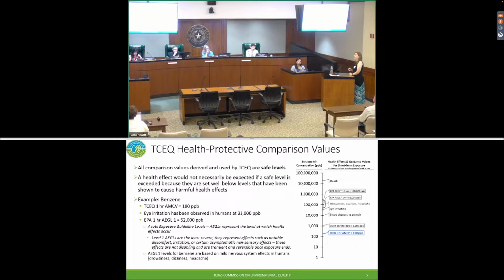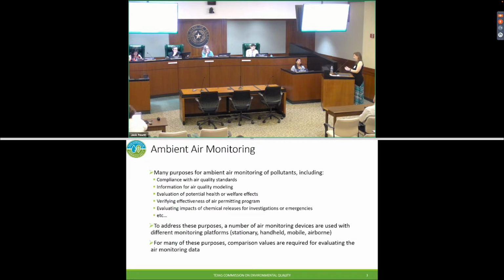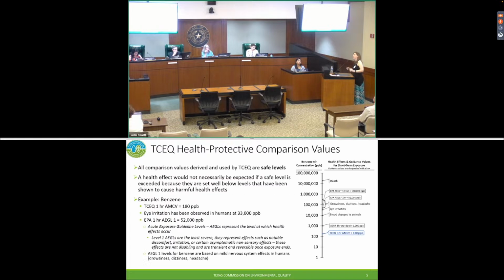It shows, on a log scale, different benzene concentrations. I'll stop touching the remote. At the very bottom of the scale is the TCEQ's 1 hour air monitoring comparison value of 180 parts per billion. And you have to get up to about 33,000 parts per billion before you see a mild effect in humans. That's eye irritation in humans.